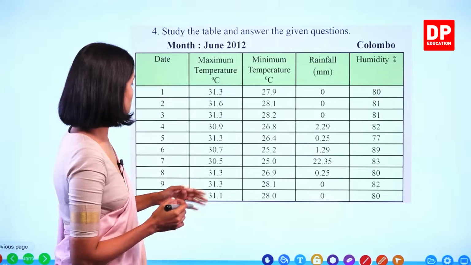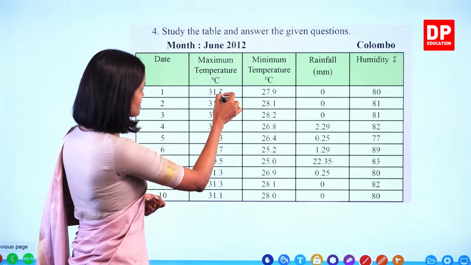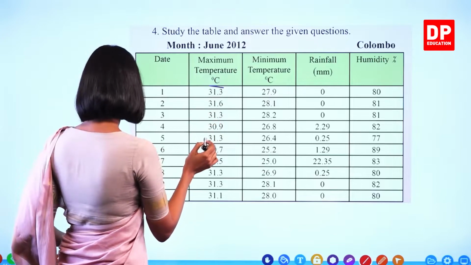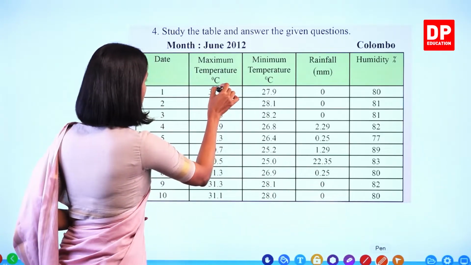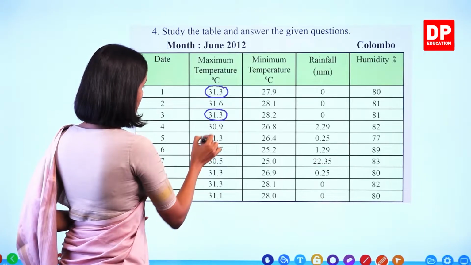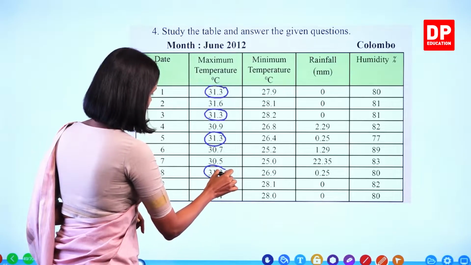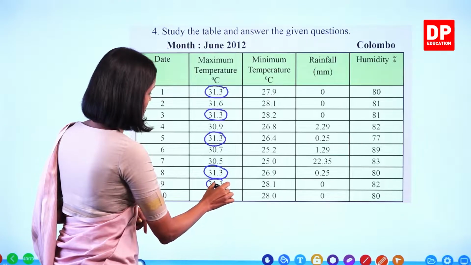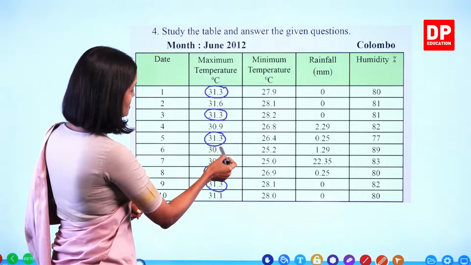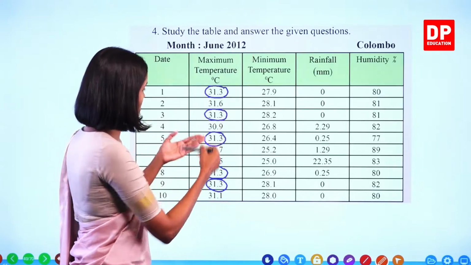So the same maximum temperature, we'll see. The first one, 31.3 degrees Celsius. Let's see whether there are another 31. Now here we have 31.3. This is also 31.3. Another 31.3. Here also we have 31.3. Even here. All the others, 31.6, 30.9, 30.7, 30.5, 31.1, are different from each other.